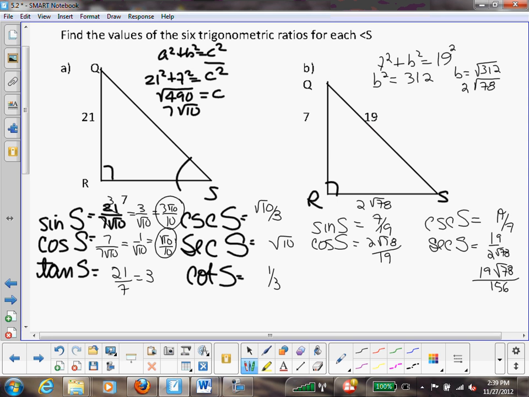I don't believe 19 goes to 156. Actually, you know what? I think it does. No, it didn't. What happened to the who? It did not. Because when I rationalize this, Alyssa, I went 78 over 78, right? And so what's 2 times 78?